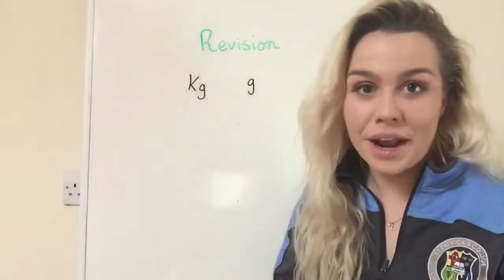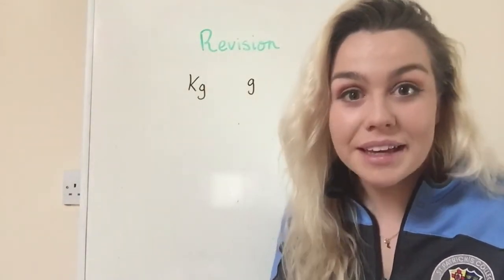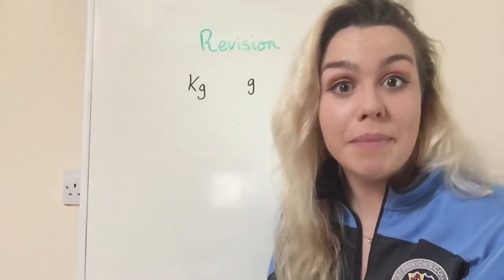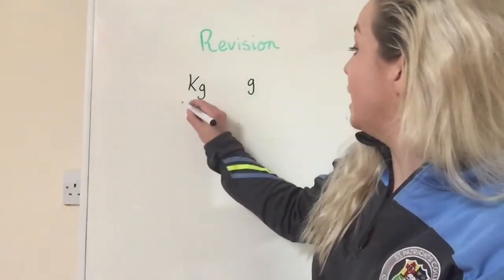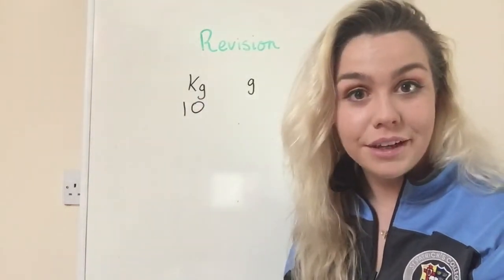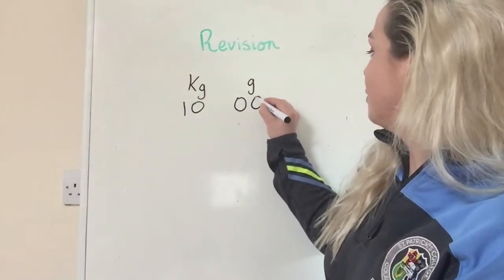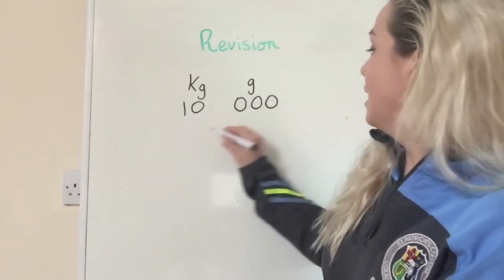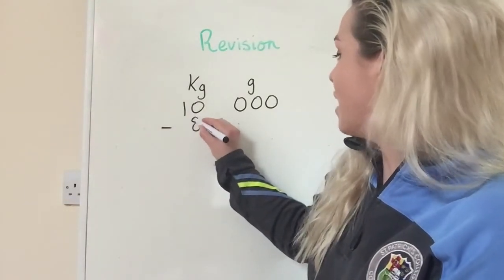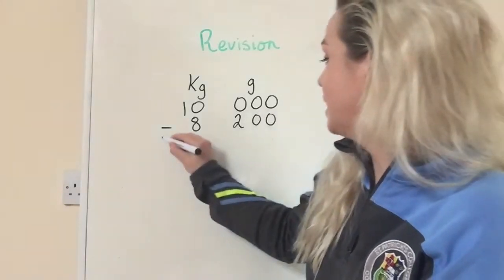Okay, so what happens when we subtract? What number goes on the top? The biggest number goes on the top. And the biggest number is 10 kilograms, the maximum weight. So 10 kilograms. And are there any grams? No. So I'm just going to put 0, 0, 0. And then you're going to take away 8 kilograms and 200 grams.